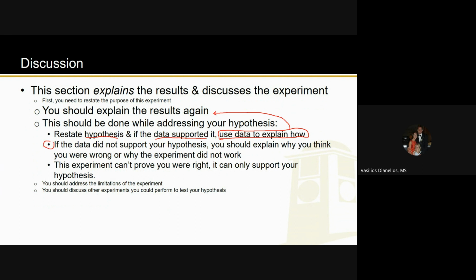Here's where it gets a little bit trickier. If the data did not support your hypothesis, right? So if your hypothesis was wrong, then you need to explain why you think it was wrong, right? So was your hypothesis wrong? Were you like, I see it now, of course plants need light to photosynthesize, right? Then you can explain that. Or if you think there was just something wrong with the experiment, if you still think your hypothesis was correct, like, the data does not support my hypothesis, but I think this is why, right?